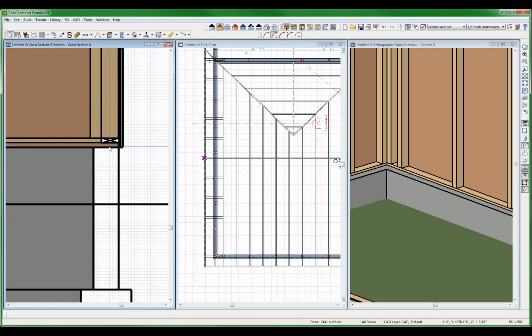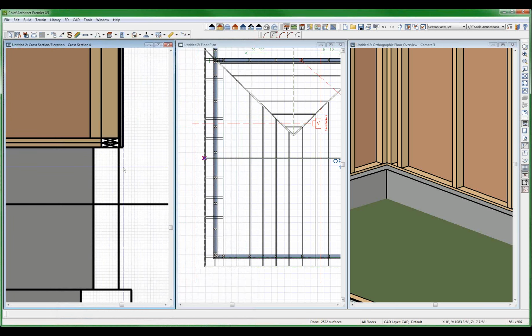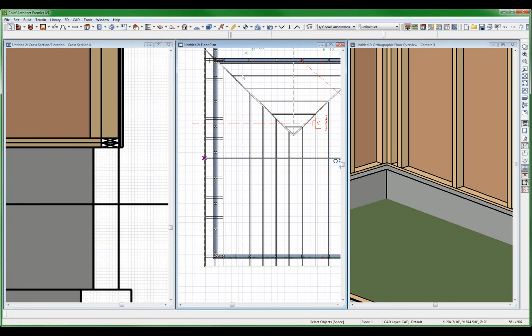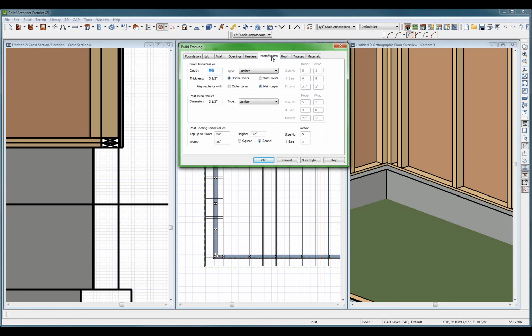But here's the question. Why do I have a gap there? Why don't I have a sill? Oh, I didn't have my floor framing shown. That's why. Yeah, there. Now that's the deal. Now watch this. Now here's the key. I don't want a double sill plate, right? So here's the key. Come over here, and we've talked about this before.